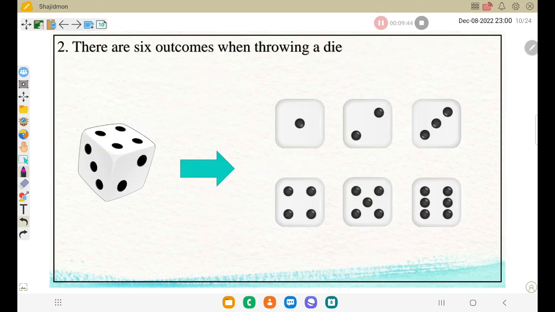Now you can see another example of outcomes. There are 6 outcomes when we are throwing a die. Just now I discussed that. When we are throwing a die, we get one of the 6 outcomes: either face number 1, or number 2, or 3, or 4, or 5, or 6. There are 6 faces, correct? We get one of the faces. So how many outcome possibilities? There are 6 possibilities. I hope you understood this.